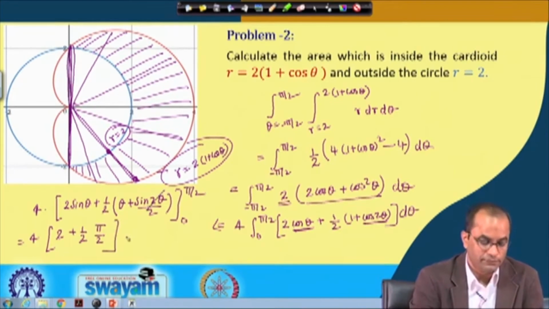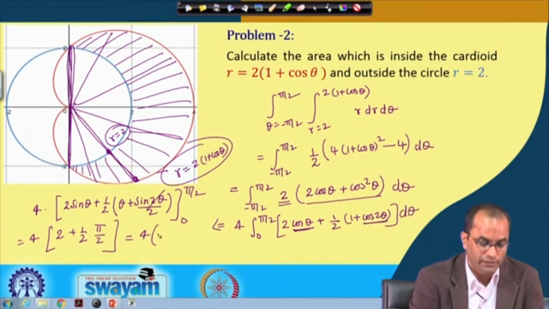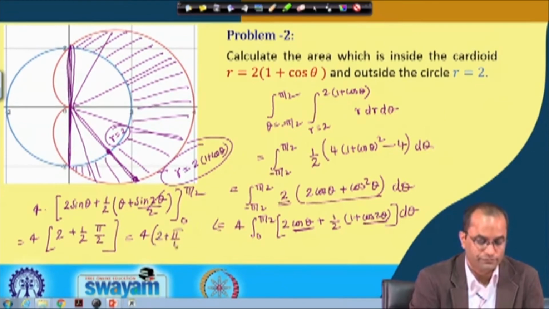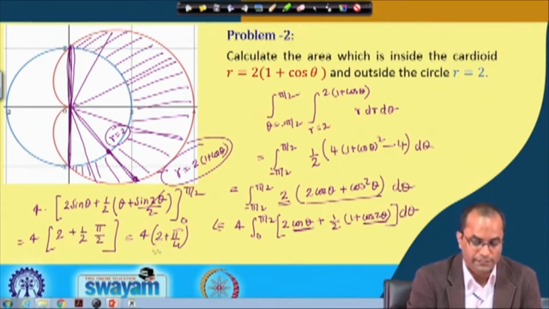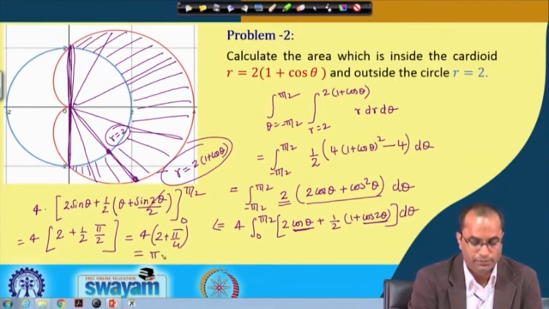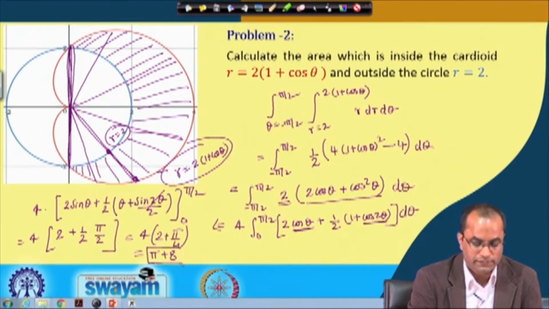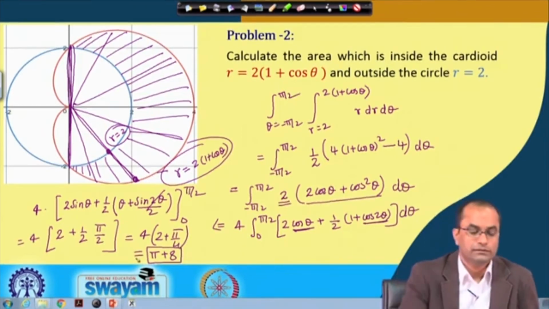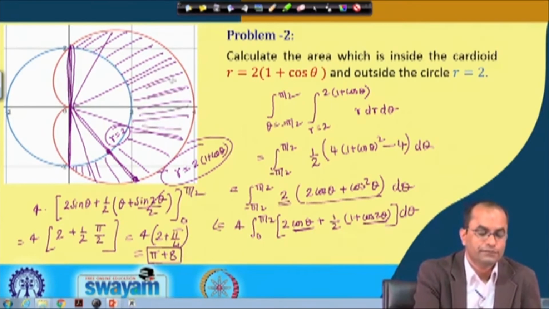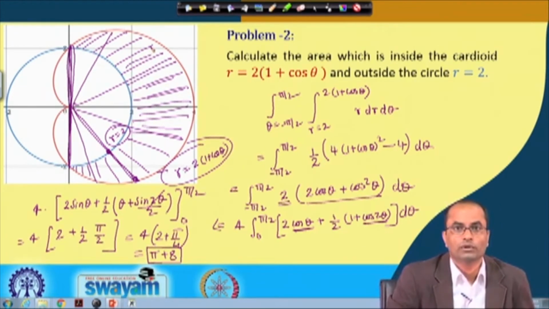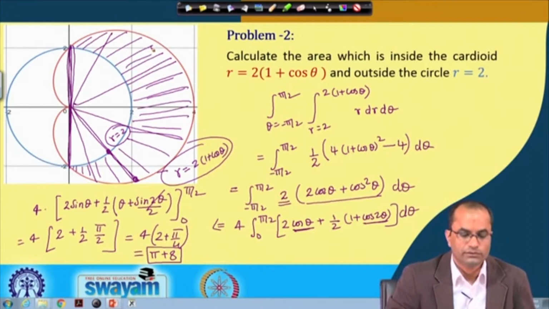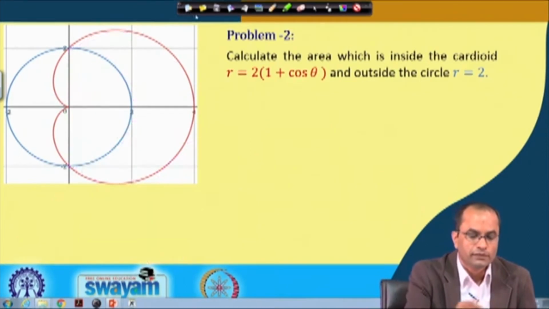So, we have here 4 times 2 plus pi by 4, or pi plus 8. So, pi plus 8 is the area of this region which is drawn in the figure, and with the help of the polar coordinate, this was very easy to evaluate.